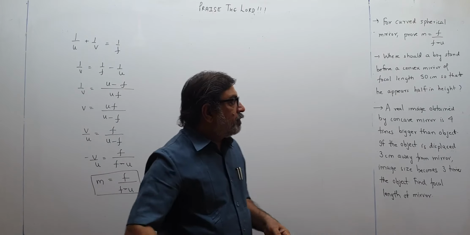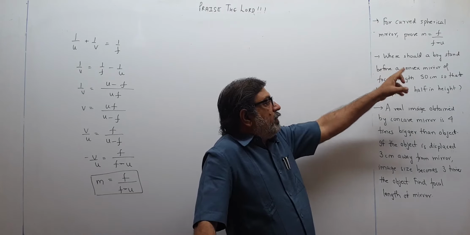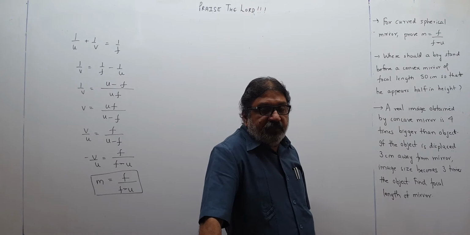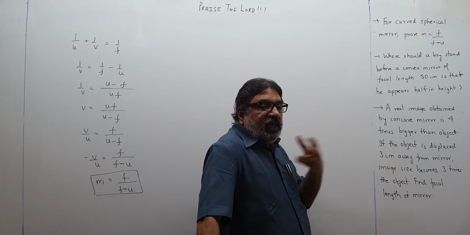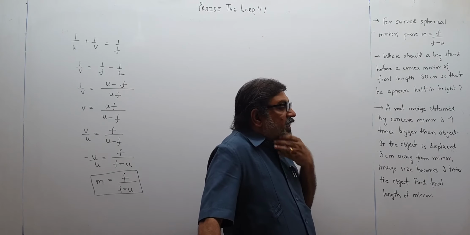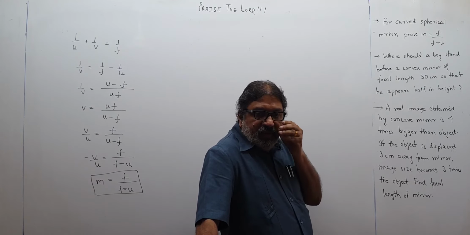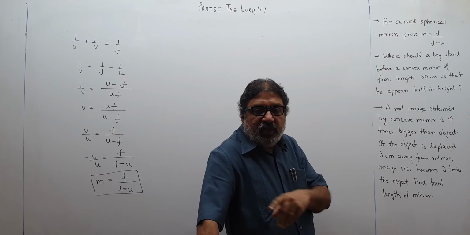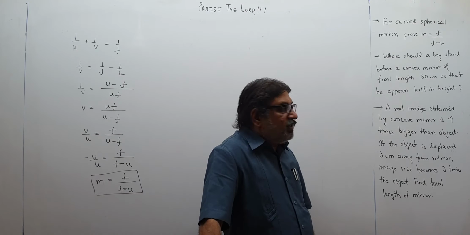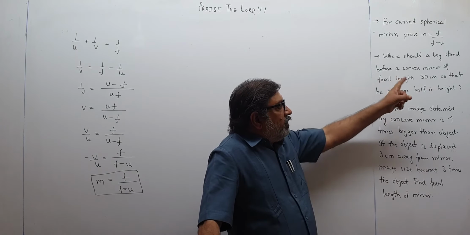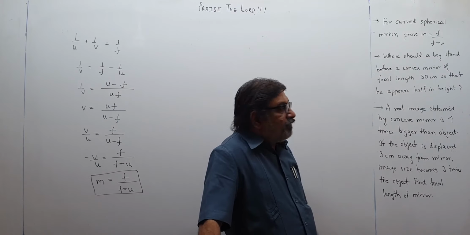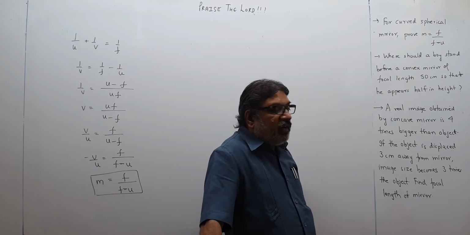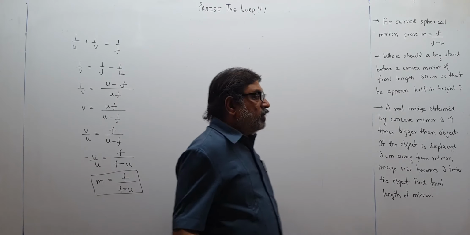You can see it. Next is: where should a boy stand before a convex mirror? At what distance should the boy stand in front of the convex mirror? Where should he stand? That means we are looking for the object distance. Where should the boy stand? We want the object distance. A convex mirror of focal length 50 centimeter, so that he appears half in height. So he should appear half in height.